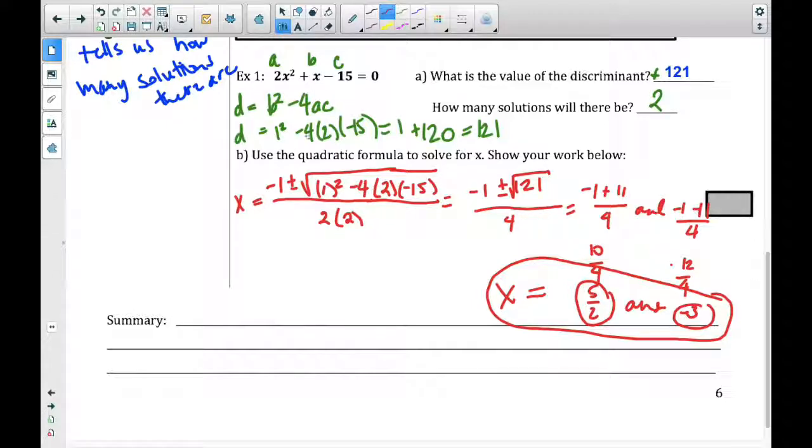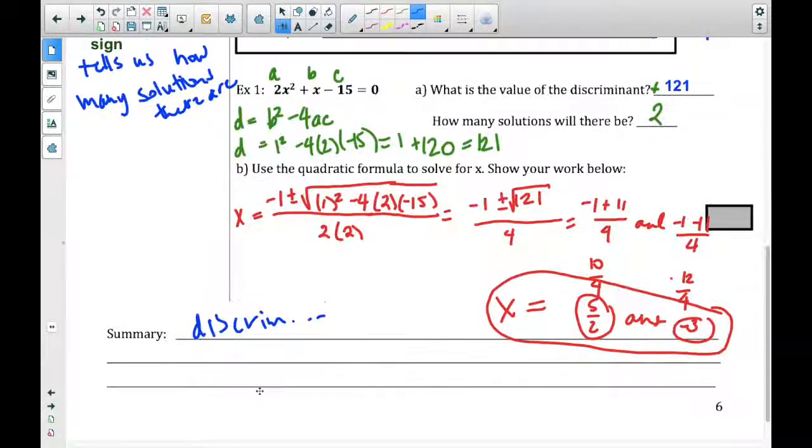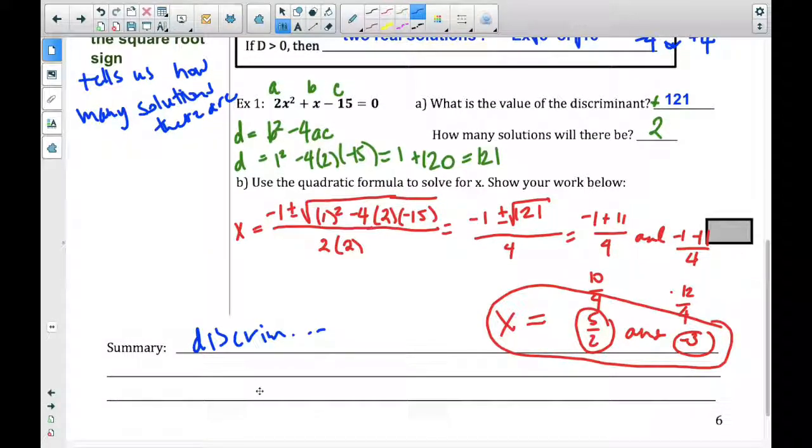Okay, the last thing would be to write some things into the summary. And so you might discuss what the discriminant means. You might discuss something about positive and negative signs. Whatever you want to write down there, write down something into your summary. We will continue to work on the quadratic formula in class, and I'll try to come up with some examples that cover all these different situations of when it is positive, when it is negative, and so forth.